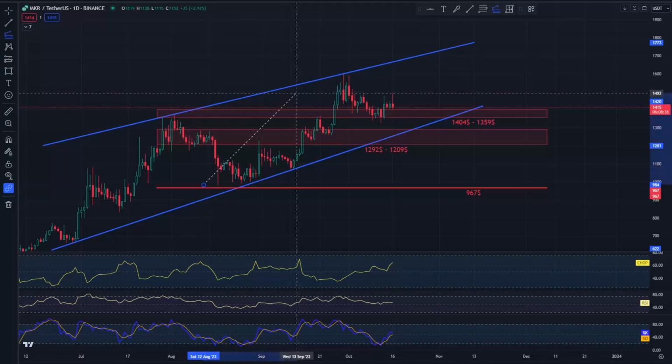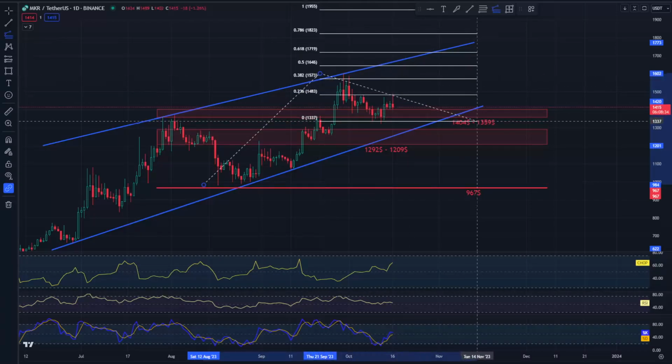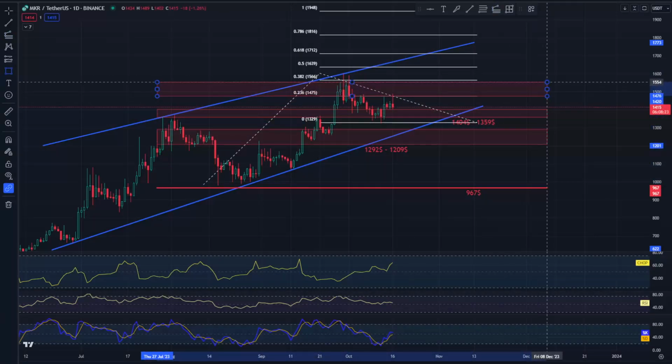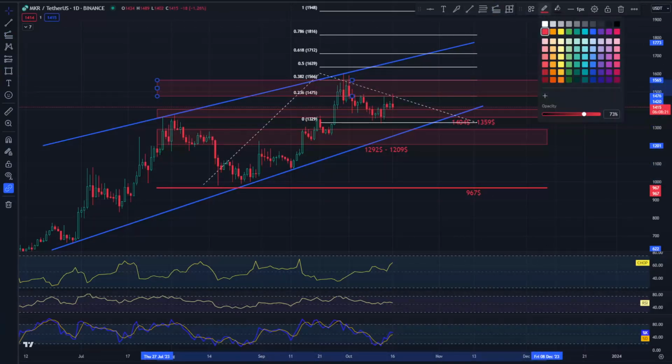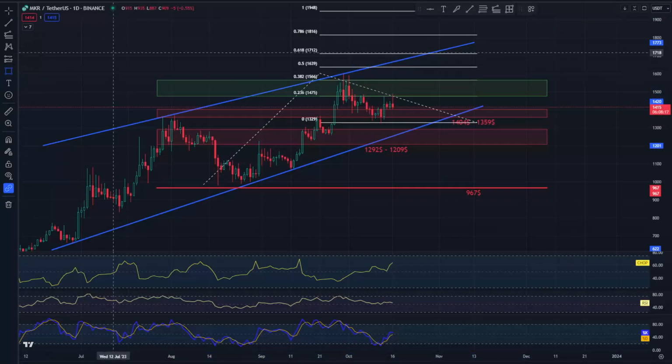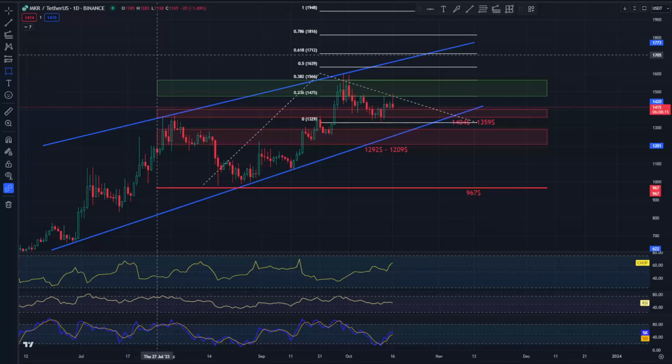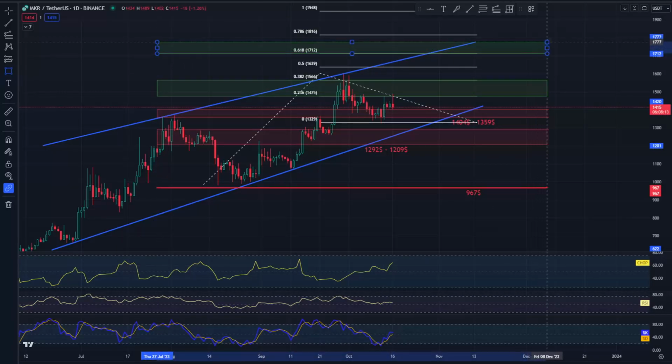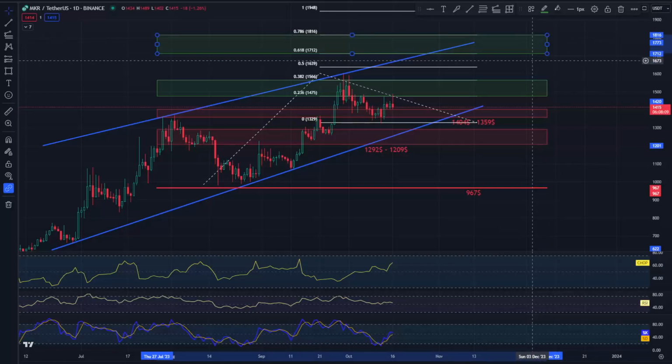On the other hand, the price reached the important resistance zone from $1,476 to $1,565, from which it was rejected. However, if it manages to break out of this zone, there is a second zone from $1,773 to $1,864.